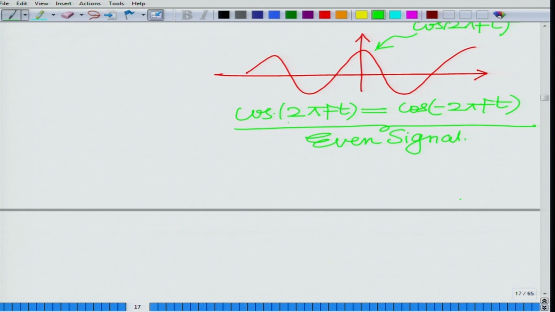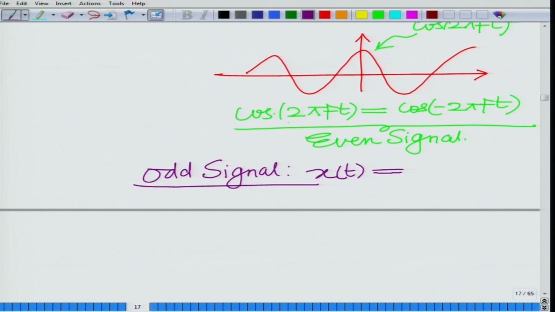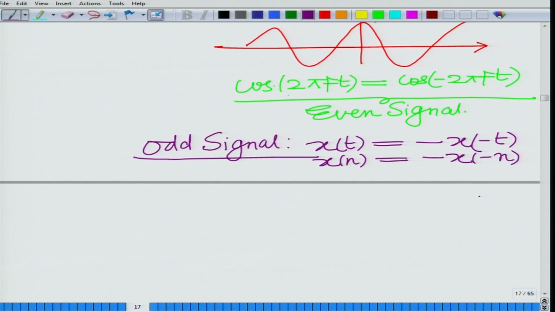On the other hand, an odd signal satisfies x of t equals minus x of t, or x of n equals minus x of minus n. Okay, or I am sorry, x of minus t equals minus x of t.